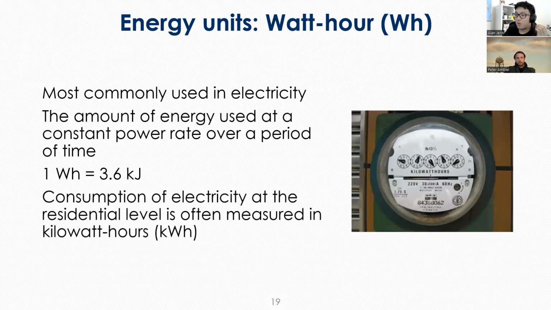At the residential level, the consumption of electricity is most often measured in kilowatt hours. So you may have seen this picture, or I should probably use a more updated one with smart meters. This is an electricity meter at your house that tells you essentially how much electricity you're using. And you'll notice that the units are specifically kilowatt hours. And that's, again, an easy way of measuring electricity consumption.